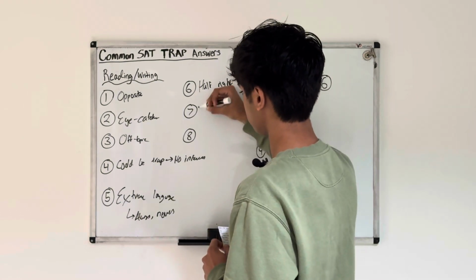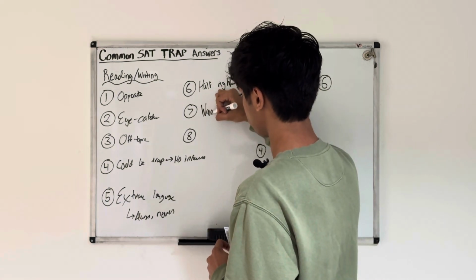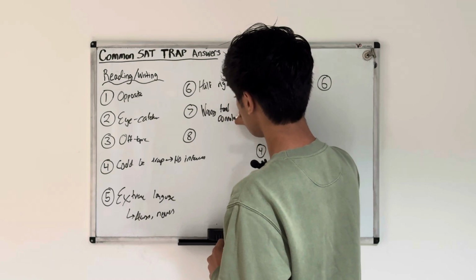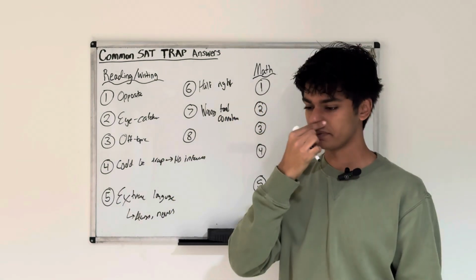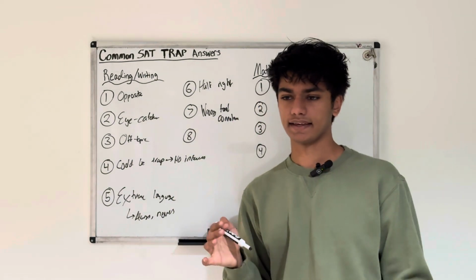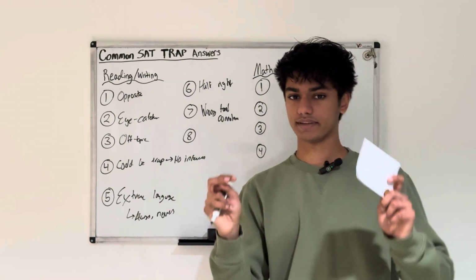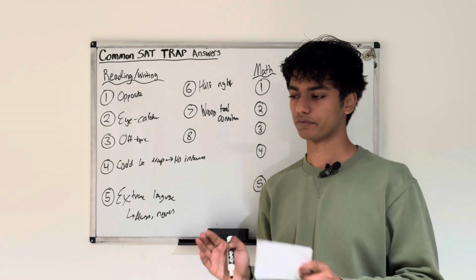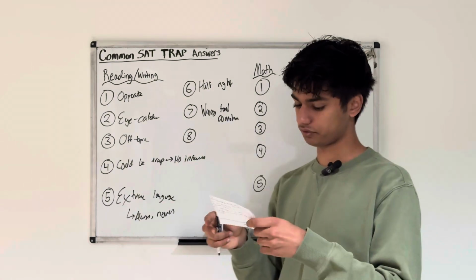Another mistake, especially on the vocab questions, is using the wrong tone or connotation. So beyond selecting a word that fits the definition, you also want to select words that match the tone and connotation of the passage, because otherwise it's just going to sound weird and wrong in terms of the passage.